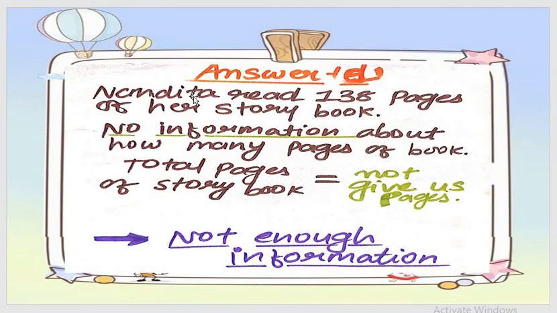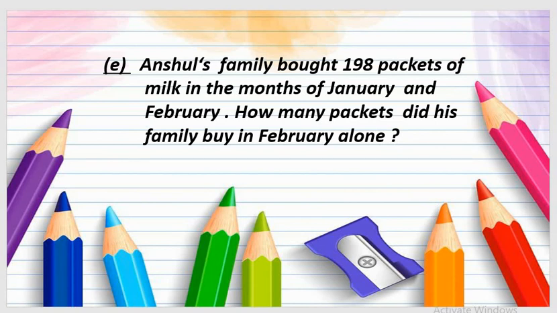So how can we write the answer? We should write it like this: not enough information. What do we write that time? Not enough information. All students, what do we write? Not enough information. Got my point? All students, now the last sum. Okay, so now check it.